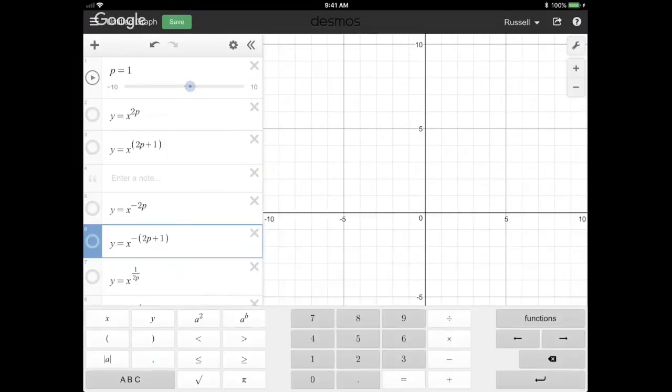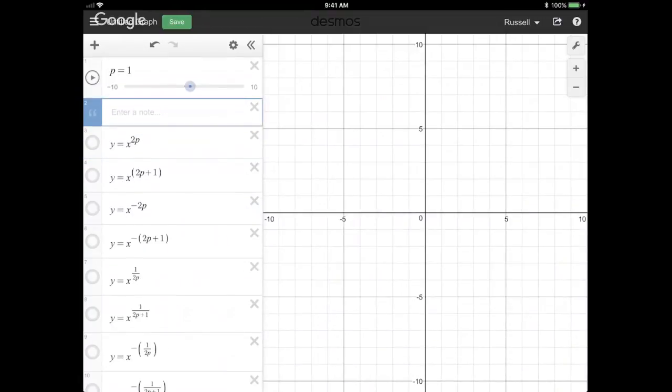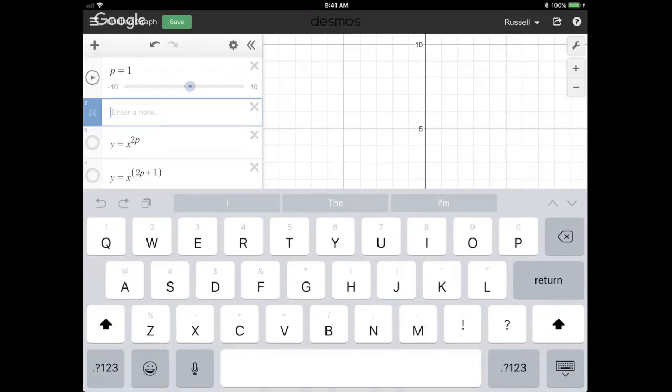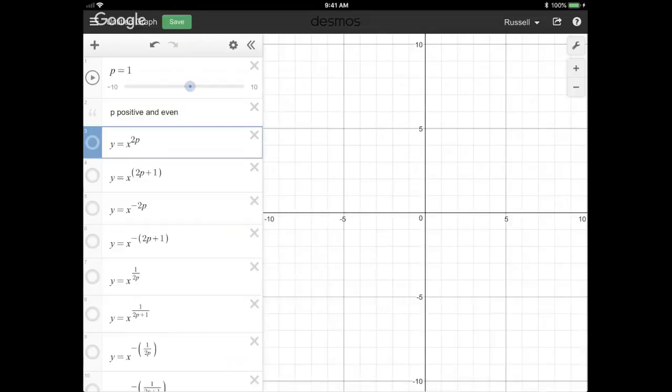I've got a label box, and say I want to label this guy. I just hold the label button over here on the side, the label tab I'm moving up and down. I grab the quotation mark there, and I can move it up and down in order. And I can type into it, say, a lowercase p, positive, and even. Okay, what does that look like?